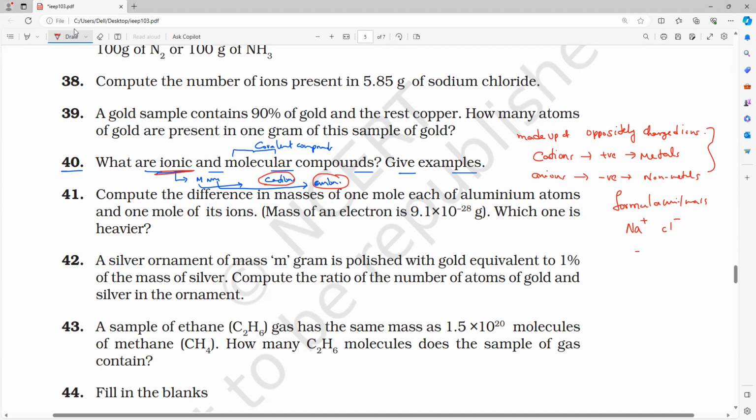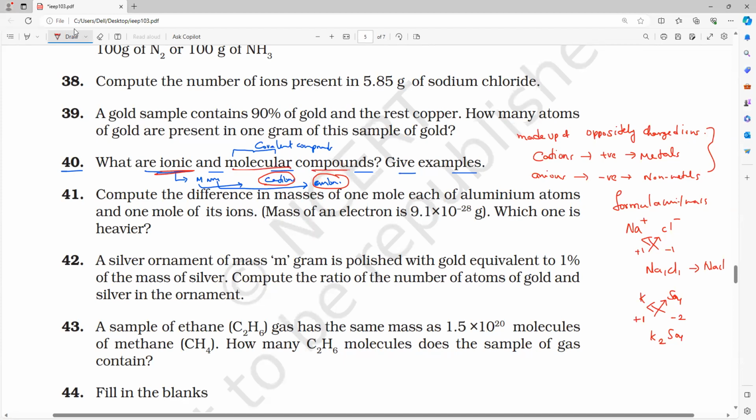Sodium plus, Cl minus. The valency is plus 1 and minus 1. If you do the crisscross, we get Na1Cl1, which is NaCl. We have many compounds. For example, potassium and sulfate. The valency of potassium is plus 1, and sulfate's valency is minus 2. So we get K2SO4, potassium sulfate. Like this we can make any example.